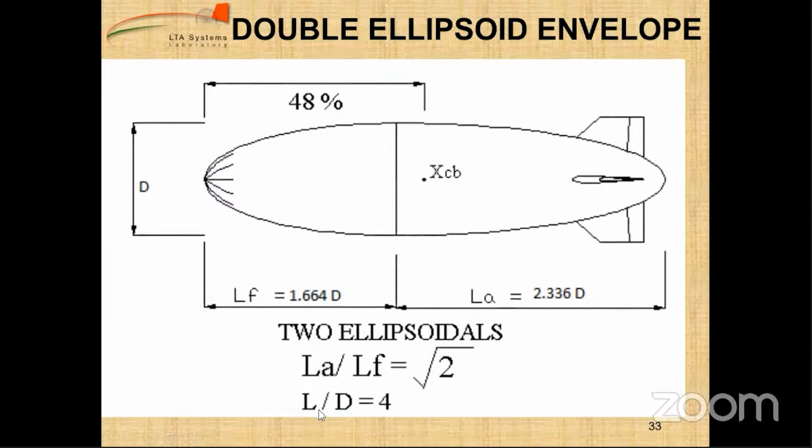So the total length of the airship to the diameter gives a ratio of 4, which is in the range. As I mentioned, the range of the L by D will be 3 to 5. So we have 4 for this shape, and we can use this shape for our airship.